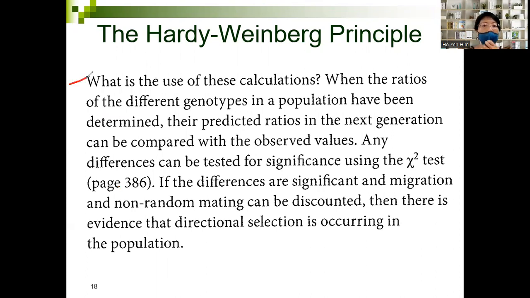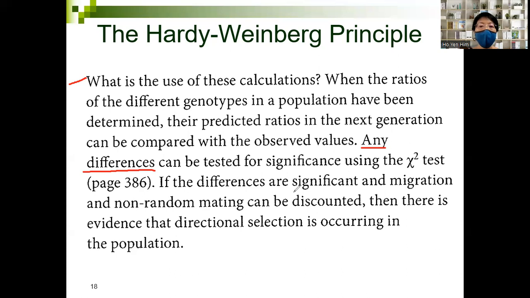So what is the use of this calculation? When the ratios of different genotypes in the population have been determined, their predicted ratios in the next generation can be compared with the observed values. That means in this generation, we already calculated the percentage. Then in the subsequent generation, we can also go to the population, calculate the percentage and compare. Is there a difference between this generation and the next generation? Using chi-square, we can compare, right? After comparing, we can see whether there are any significant differences when we do the chi-square test.